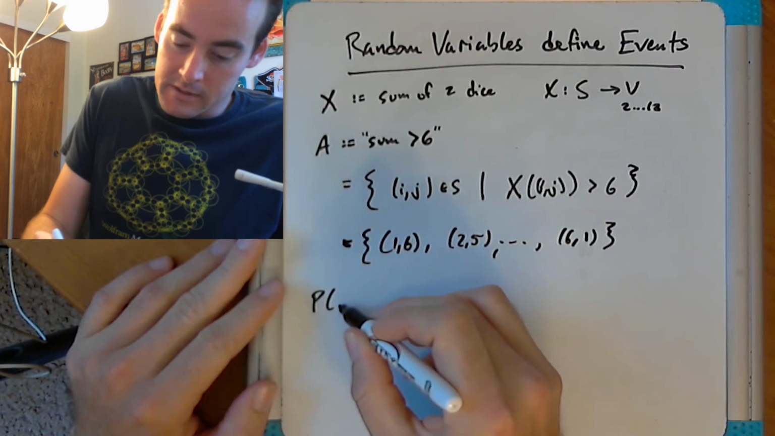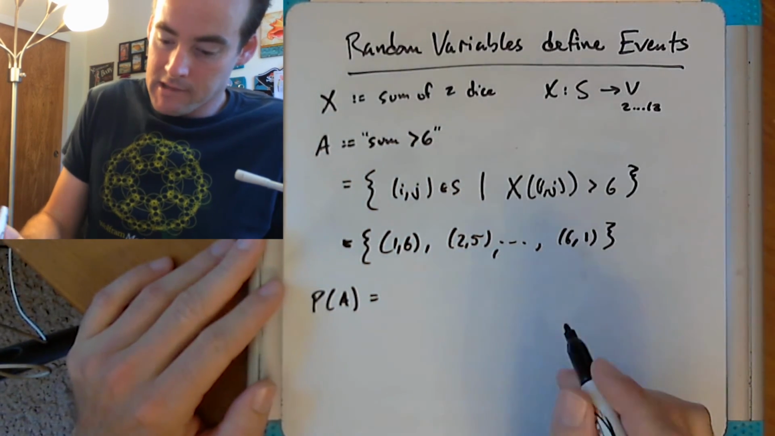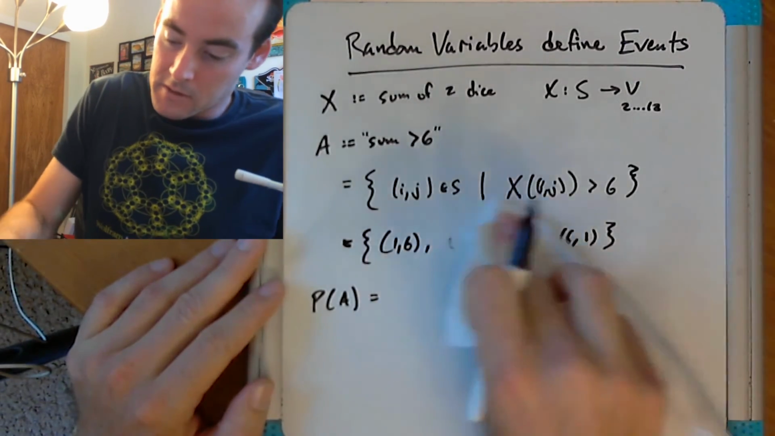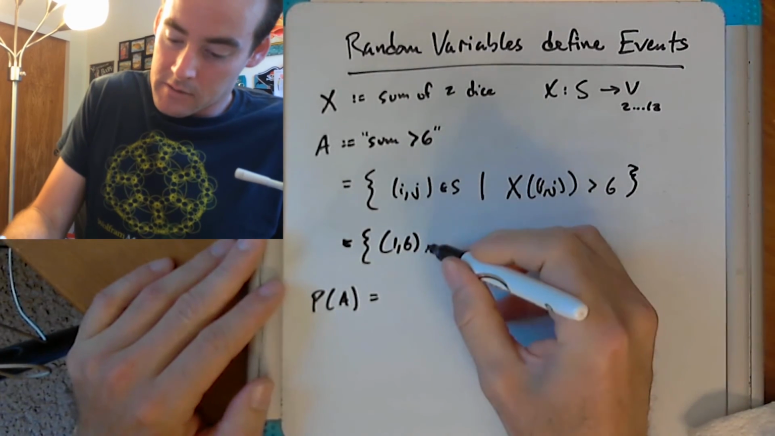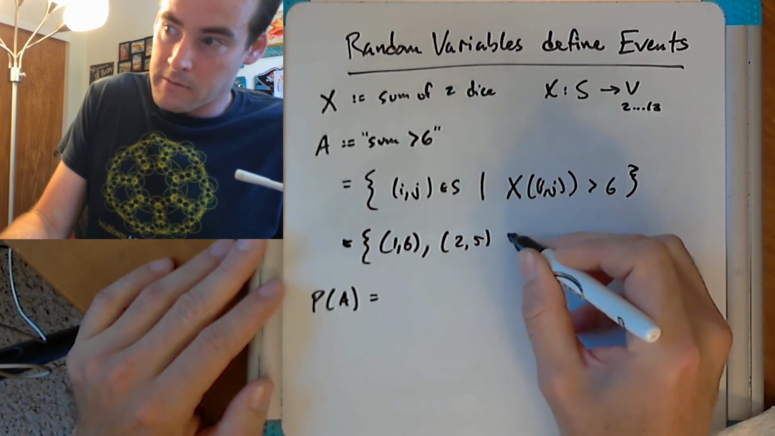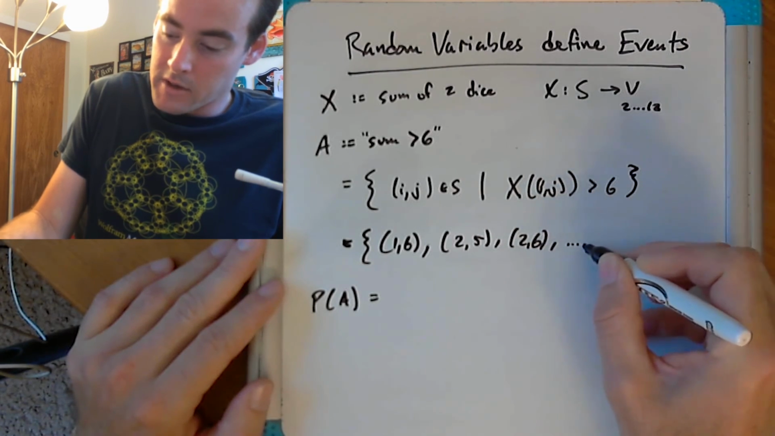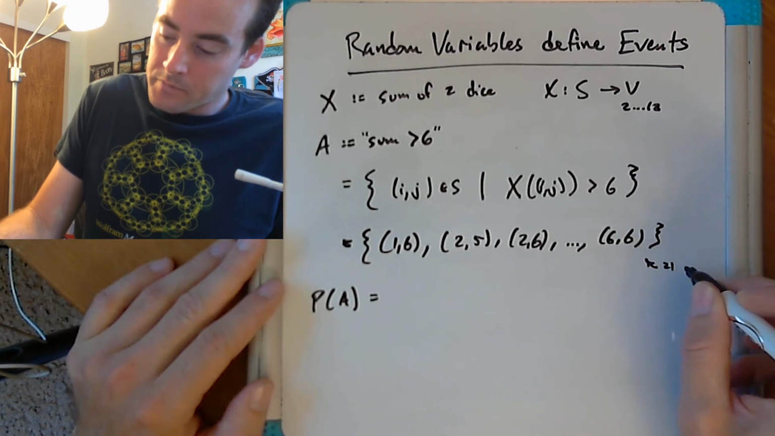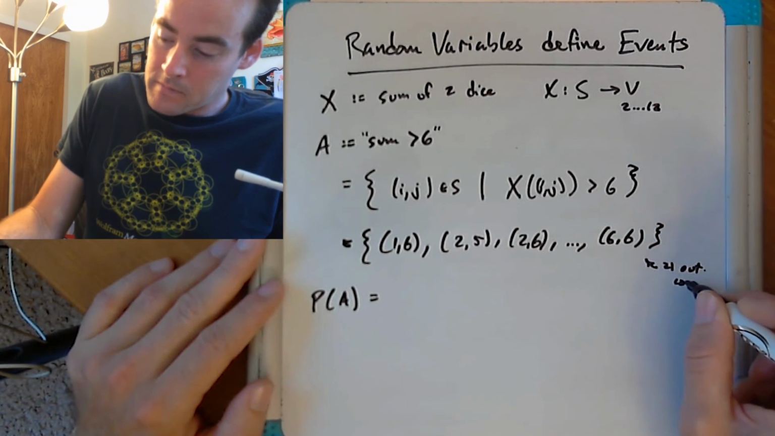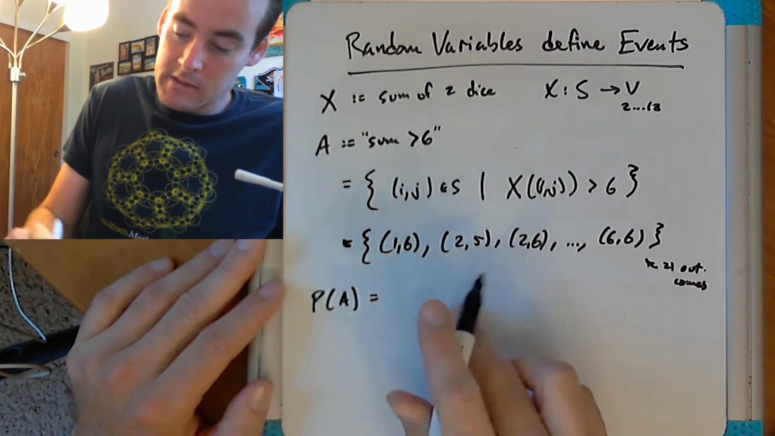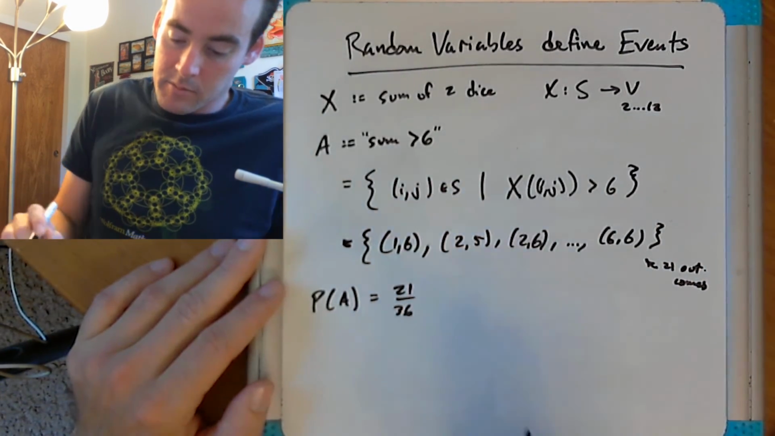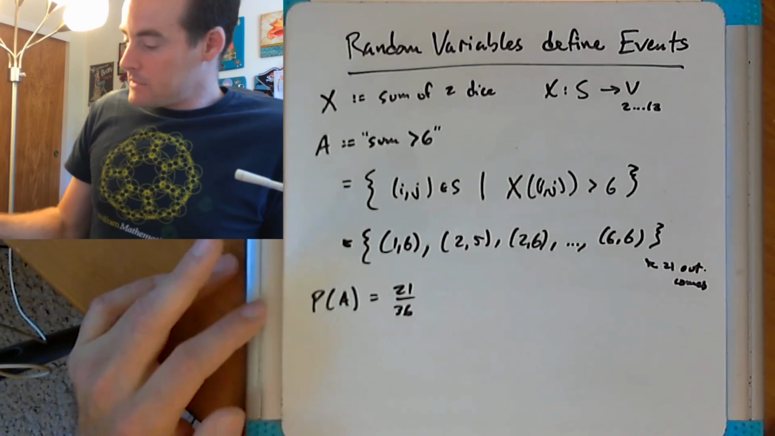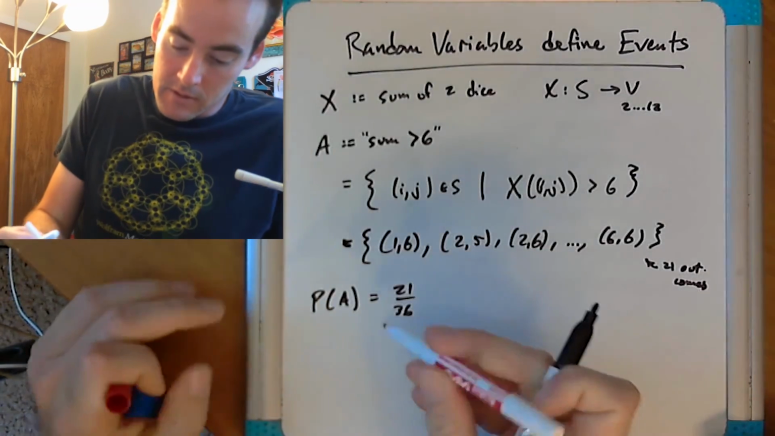And as before, we can see that the probability of A happening is, I'm sorry, the sum is greater than 6. So it's (1, 6), (2, 5), (2, 6), all the way up to (6, 6). And let's see, there are, I guess, 21 outcomes here. And so the probability of A is 21 out of 36, because they each have a probability of 1 out of 36. But here's where the notation gets a little bit hairy again, because people are lazy.